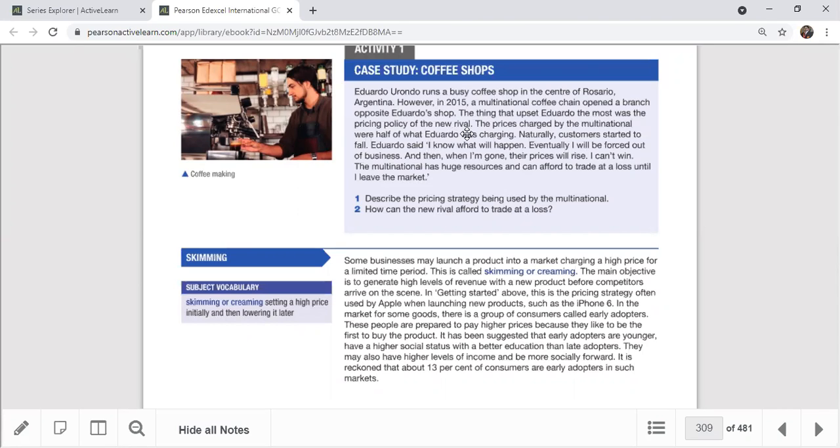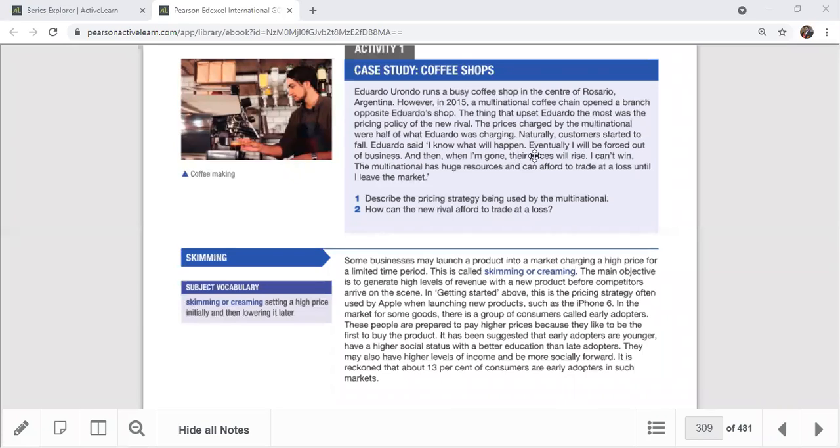The thing that upset Idaro most was the pricing policy of the new rival. The prices charged by the multinational were half of what Idaro was charging. It's a pathetic situation. Imagine if you're charging $5, and they are charging $2.5, half of the price you charge. You can see that's the main challenge, because then no one will want to buy coffee from him, because there is a cheaper and also better recognized multinational firm opposite your business.